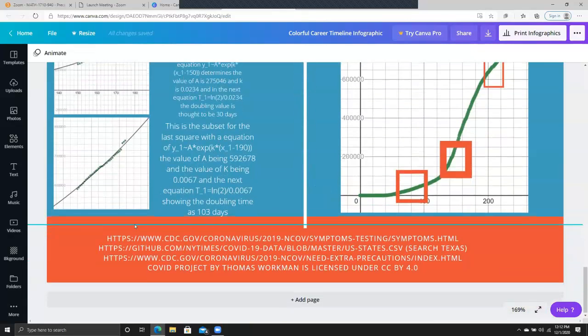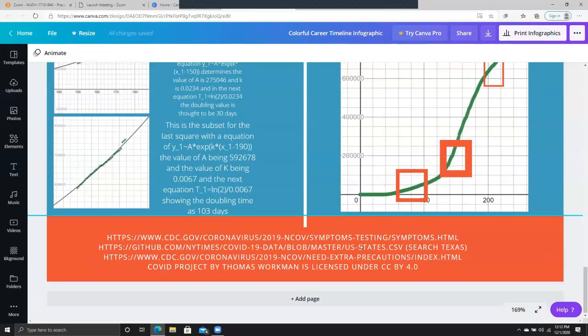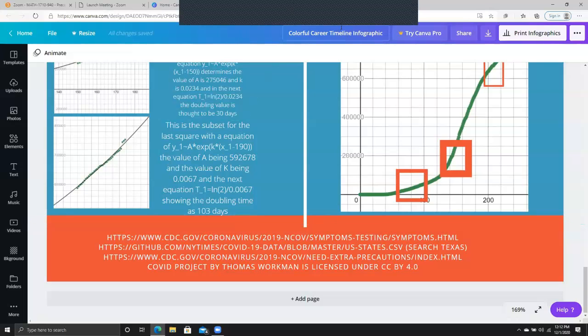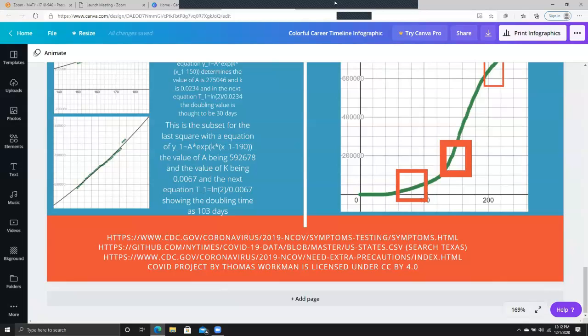Not really, other than, here are my resources that I got all this information from. Yeah, and this is great, Thomas. I think this is very useful. I'm going to see if your peers have any comments.